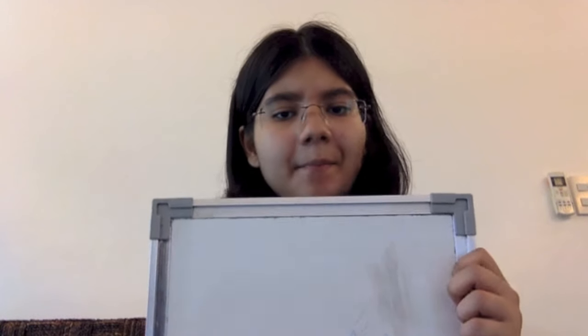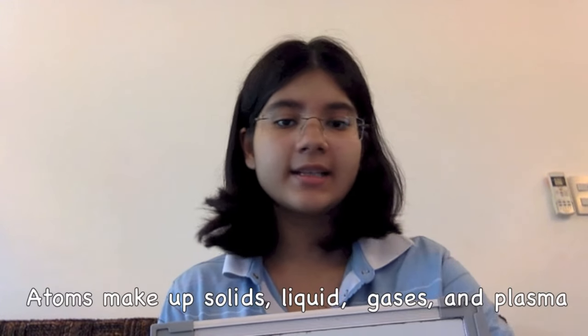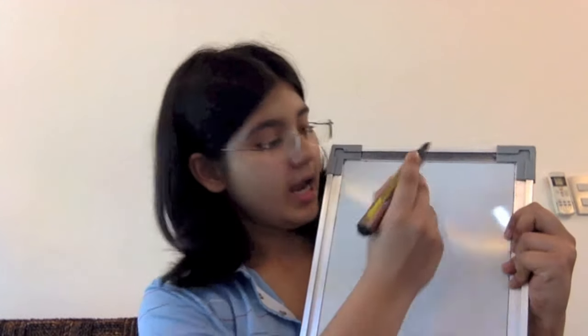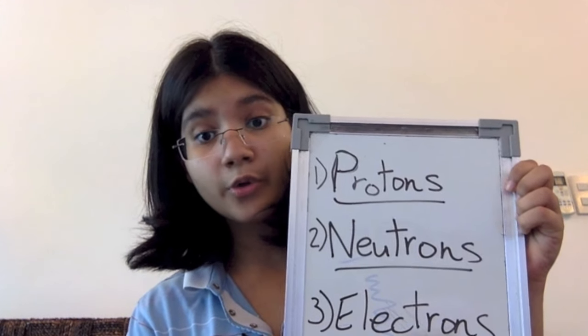Now, what is an atom? An atom is everything that makes up the universe. They're tiny particles whizzing about that make up solids, gases, liquids, and plasma. We will get into that in another episode. So, the atom is made up of three very fundamental basic particles. And those particles are protons, electrons, and neutrons.